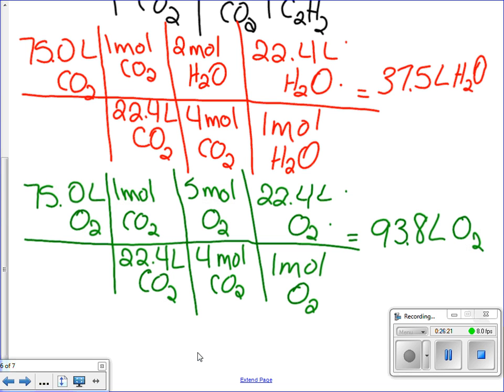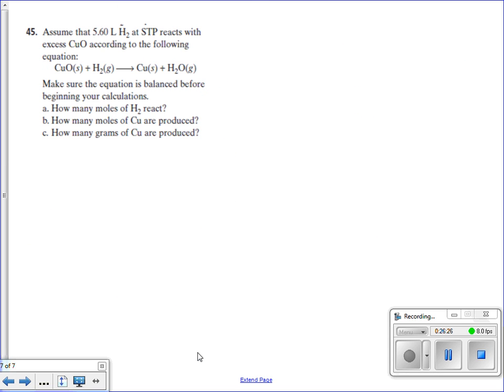All right, I'll do one more set of problems on volume. So if we look at problem number 45, assume that 5.6 liters of hydrogen gas at standard temperature and pressure reacts with excess copper(II) oxide according to the following equation. Make sure the equation is balanced before beginning your calculations. If we look, the equation is balanced, so we don't have to do that.